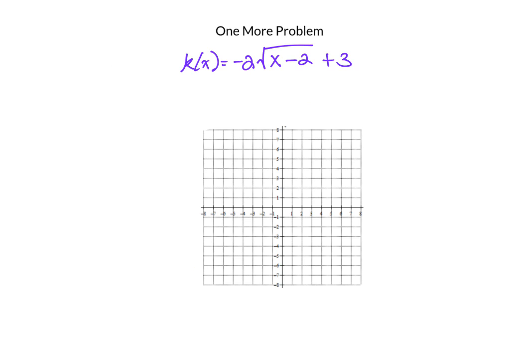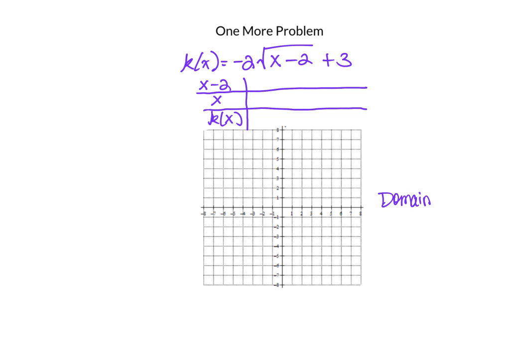I'd like to try one more problem that is not in your notes. So I want you to start with x minus 2, which is the radicand, x, and k of x. I want you to choose your x minus 2 values to be the perfect squares, 0, 1, 4, and 9. Solve for x, plug into k, plot your points, draw your curve, and then I want you to identify the domain and also the range of the function. So now press pause on your video, and when you're done, press play again.